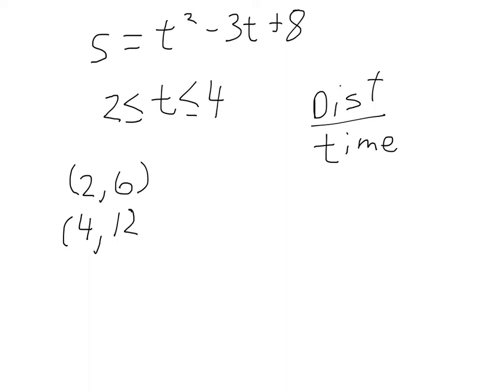So that means at 2 seconds the object was at position 6, and at 4 seconds the object was at position 12. The distance over time then is found by 12 minus 6 divided by 4 minus 2. And that gives us an average velocity of 3. And that is not labeled. It should be whatever units the problem is working in, meters per second, miles per hour, whatever it is.